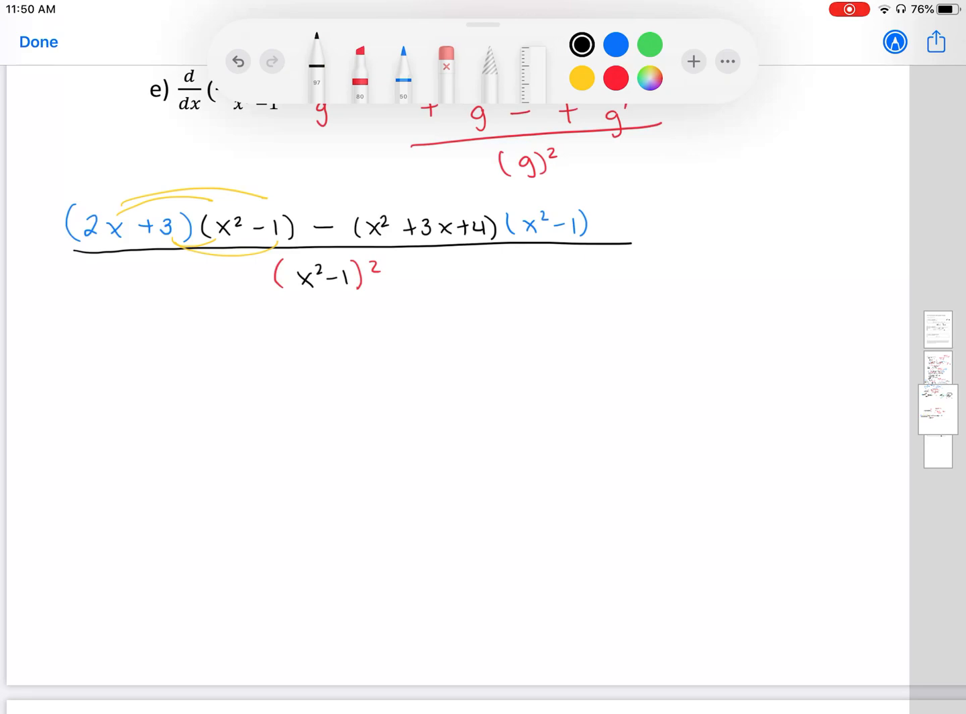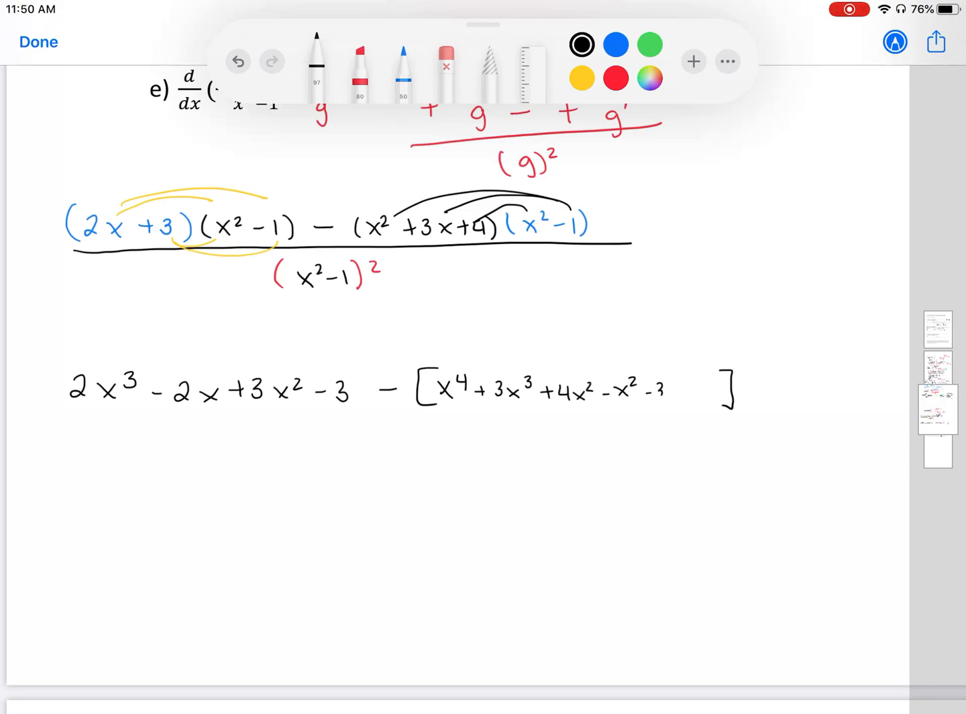So that we have 2x cubed minus 2x plus 3x squared minus 3 minus, and all of that has to have a minus, so I'll save the minus. And let's go ahead and multiply all this out. So we have x to the 4th power plus 3x cubed plus 4x squared minus x squared minus 3x minus 4 all over x squared minus 1.